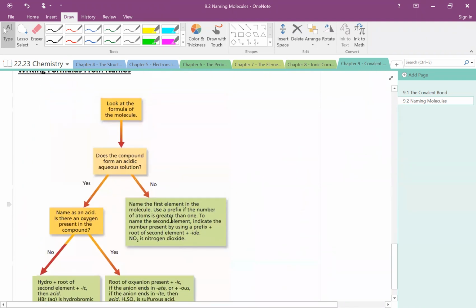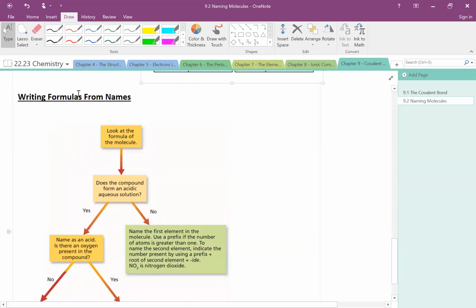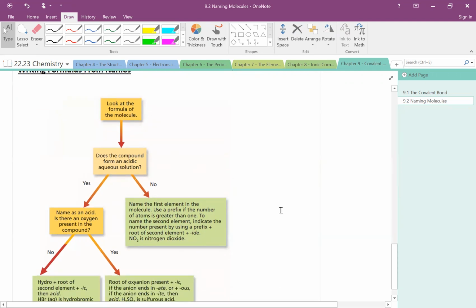All right, so there's a branching decision tree for how we would go the other way and write formulas from names. Step one, of course, you want to look at the molecule. Then you want to decide, is it an acid? If it's not, it's very straightforward. Use the prefixes that you see to determine the number of each element.